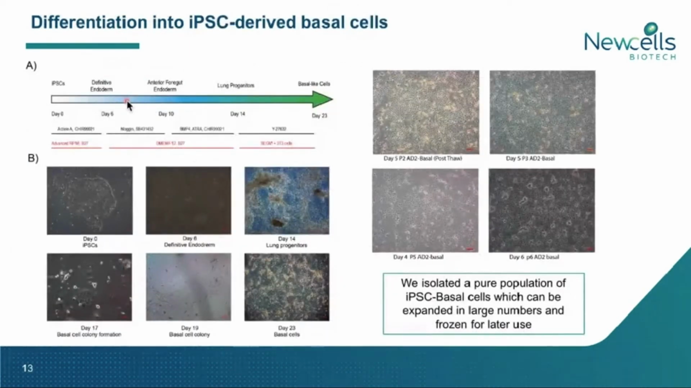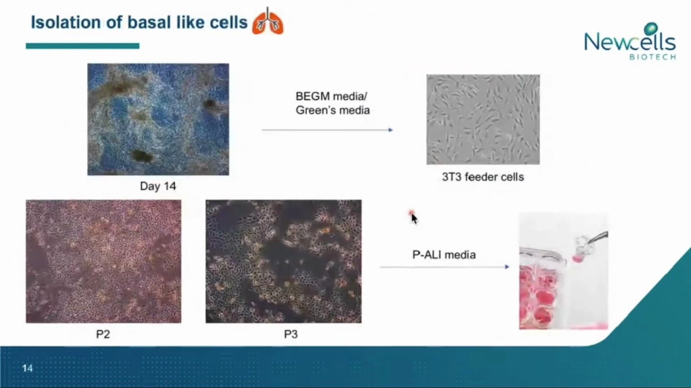The way in which we make the basal cells is an adaptation of literature protocols using a specific regime of growth factors, which basically sends the iPSCs through definitive endoderm via anterior foregut endoderm into a basal-like cell population, which we would normally begin to isolate at about day 14 and then grow up on a feeder cell population with specific media additions to expand very large numbers of the basal cells. Essentially, we can produce as many of those as we want and bank them.